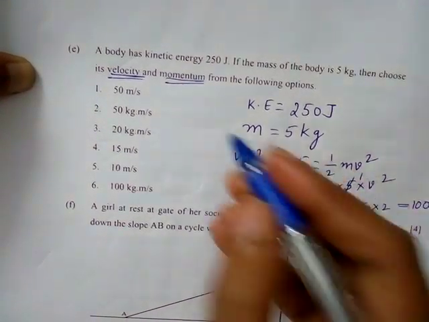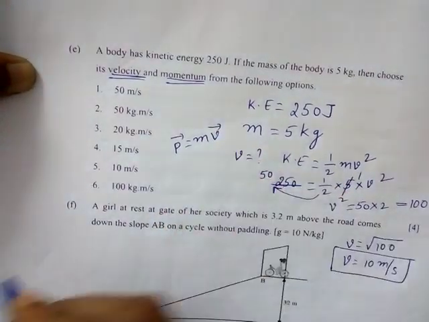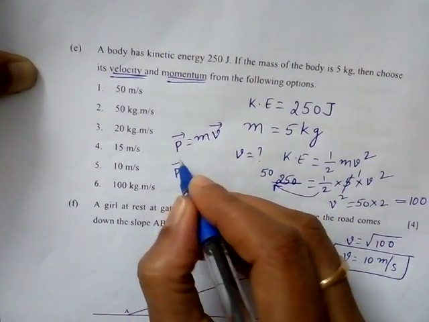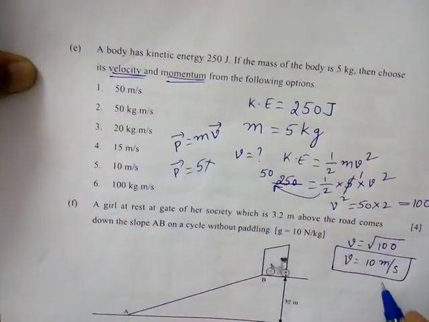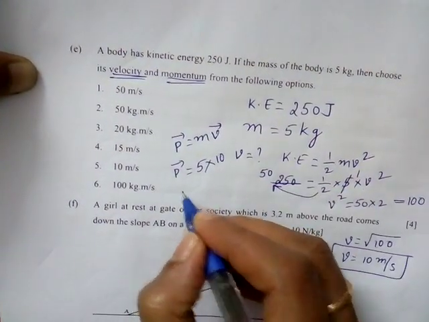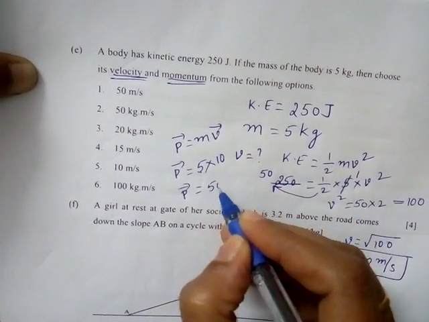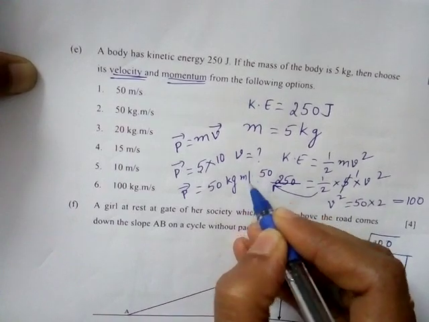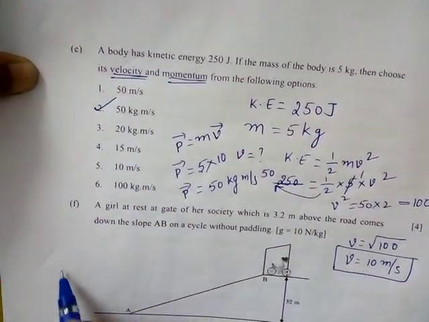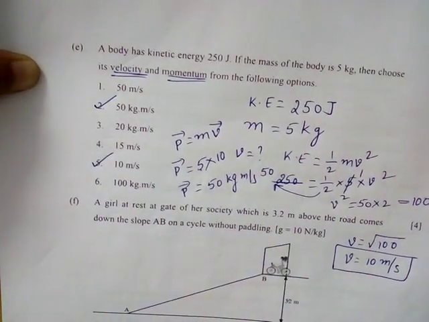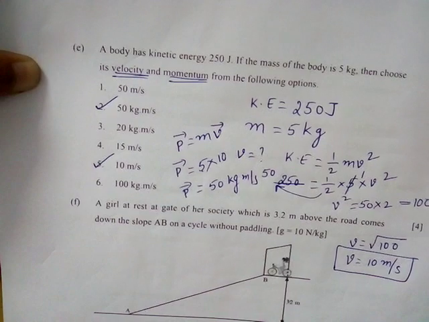Then what is the formula for momentum? P bar is equal to m v bar. So P bar is equal to m is how much? 5, into v, how much did we get now? 10. So P bar is equal to 5 into 10, 50 kg meter per second. So option 2 is correct for momentum and 10 meter per second. Option 5 is correct. So here we got velocity and momentum.